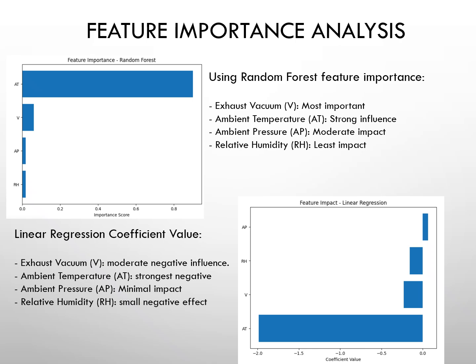Using random forest feature importance, we observe that the exhaust vacuum and the temperature have the highest influence on power output. Similarly, in linear regression, the feature importance, which is derived from the model coefficients, shows that the ambient temperature has the largest negative coefficient, meaning that as temperature increases, power output decreases significantly. This aligns with real-world behavior, where higher ambient temperature reduces the turbine efficiency. One limitation of linear regression is that it assumes a linear relationship, which is why we later compare it with the random forest model.